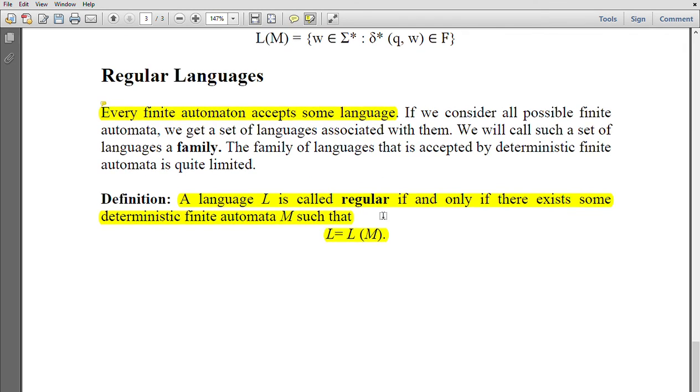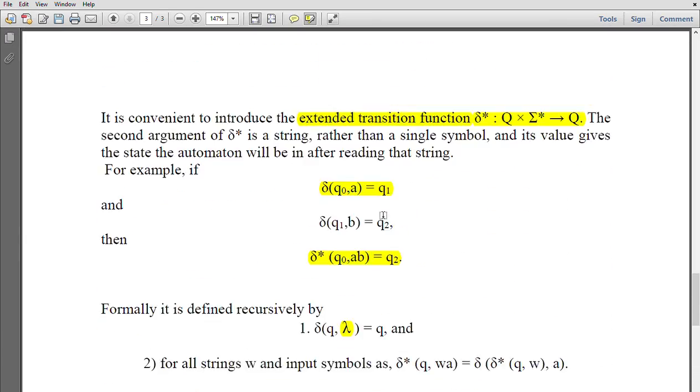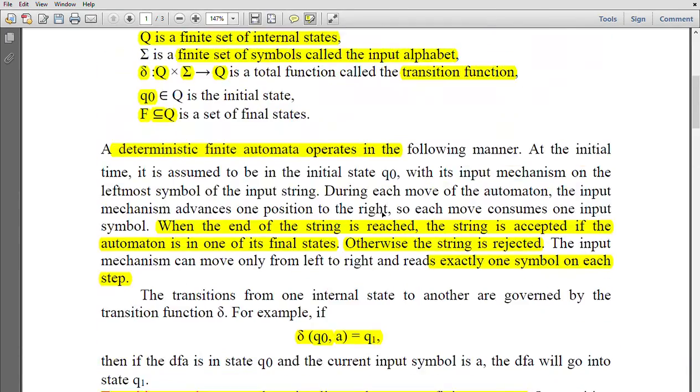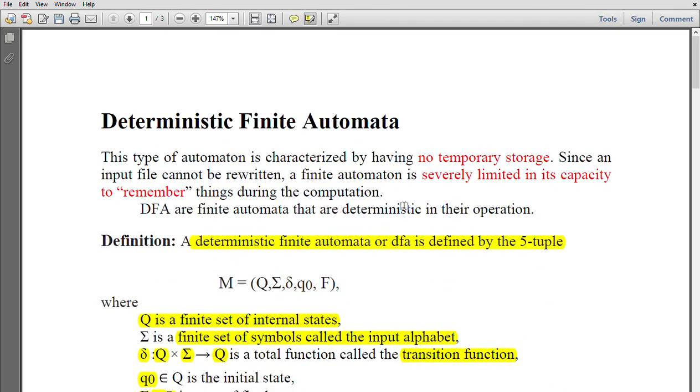Okay, so here we complete our discussion on deterministic finite automata. In the next lecture we will see non-deterministic finite automata.